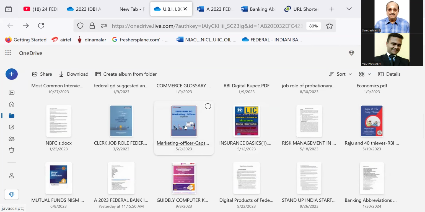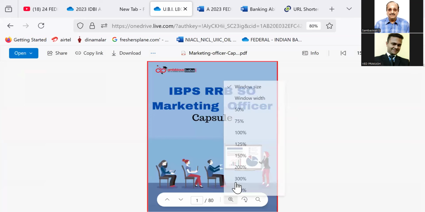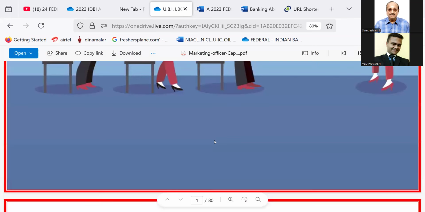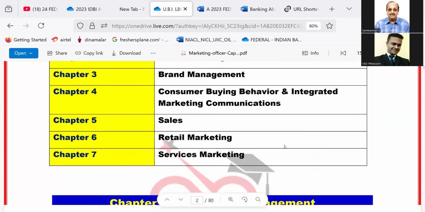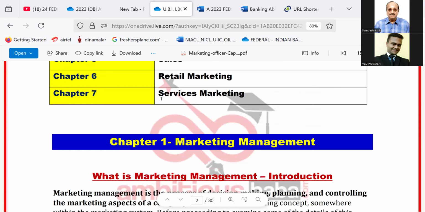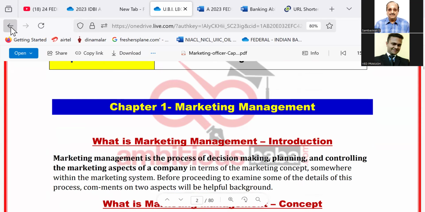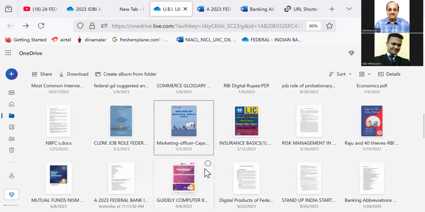Then you are a marketing person. You can go through this marketing capsule also. Here in this marketing capsule, it is told what is marketing management, what is product management, what is brand management, how the consumer buying behavior, what is meant by sales, what is retail marketing, what is services marketing. Because बैंक में हम लोग कुछ प्रोडक्ट को बिक्री नहीं करते हैं, बट वी आर सर मार्केटिंग सर्विसेज. सो इसका बारे में ये भी थोड़ा पढ़ लीजिए. बट ये सब में it is not necessary you should answer exactly like that, but you must talk confidently.